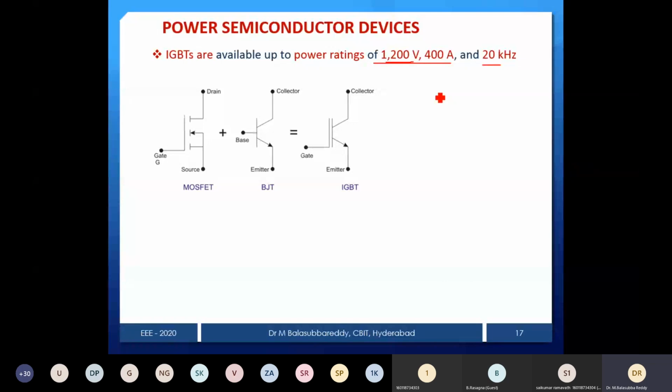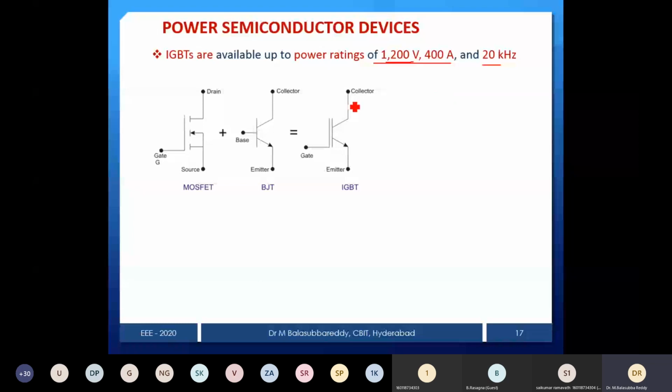They each have individual drawbacks: a drawback of MOSFET, a drawback of BJT. We will consider only the advantages of BJT and the advantages of MOSFET. We will club them together and make one hybrid device, that is the IGBT. IGBT is nothing but an insulated gate bipolar transistor. So this is a new device formed by combining MOSFET and BJT.